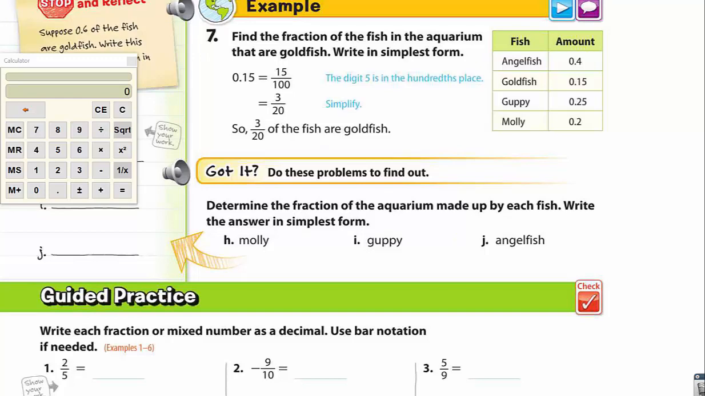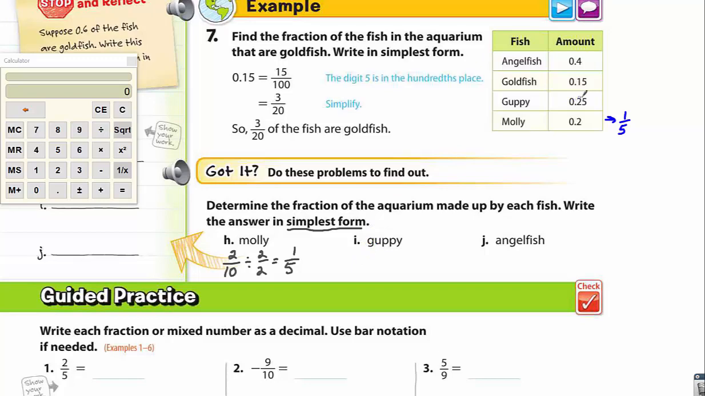Okay, for the molly, it's 2/10. They want it in simplest form. 2 goes into both of those, so divide everything by 2. 2 divided by 2 is 1. 10 divided by 2 is 5. The simplest form for the mollies is 1/5. Now, pause if you weren't sure how to do that, but now you know before you do the guppies.